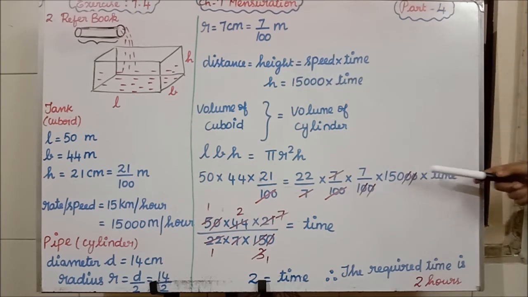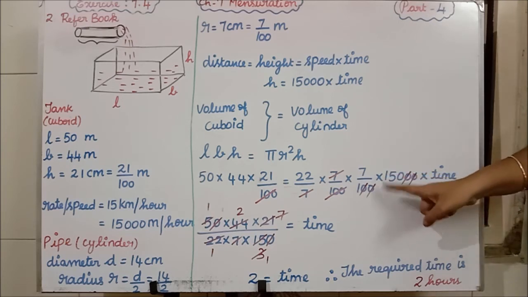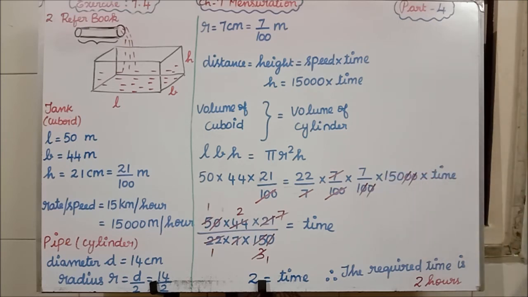Height is what? 15,000 into time. Here students, that side 100 and this side 100, I am cancelling. 7 also I am cancelling. Okay. Then I am cancelling this 20 in the numerator, 20 I am cancelling.